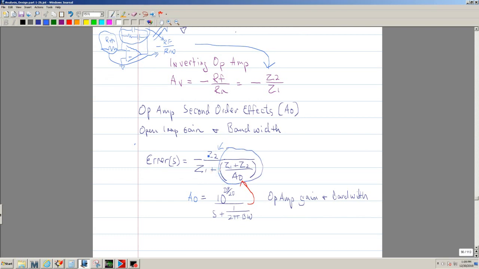Typically the gain would be Z out, no, Z2 divided by Z in. That would be the gain of the error amp. However, if you have an op-amp with finite gain, you can take into account the effects of the gain and the bandwidth, and you do it with this equation. So basically this AO is the gain of the op-amp and also the bandwidth.